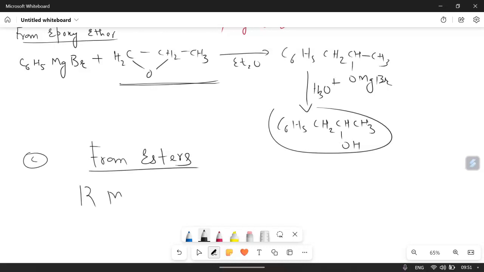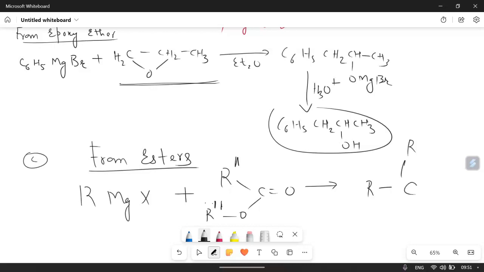So we have RMgX, right? RMgX is treated with ester. Ester is your R, C double bond O, O, R dash, right? This is ester. It will form an intermediate and give tertiary alcohol. What will it form? Tertiary alcohol, like R, if I'm mentioning here, suppose this is R dash and this is R dash, then it will form R C R dash R double dash OH.